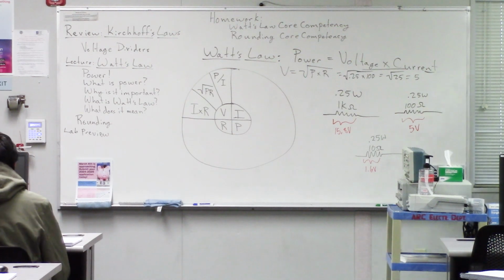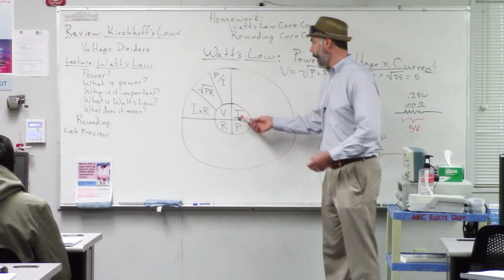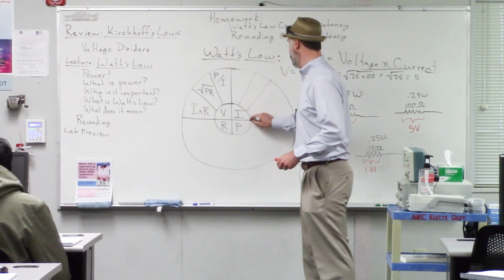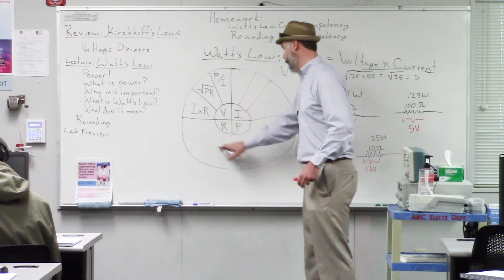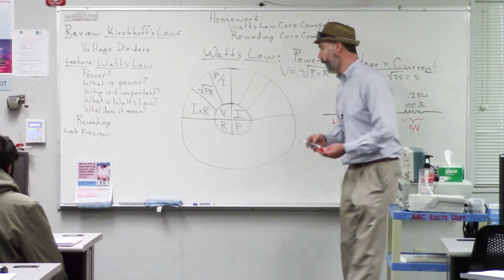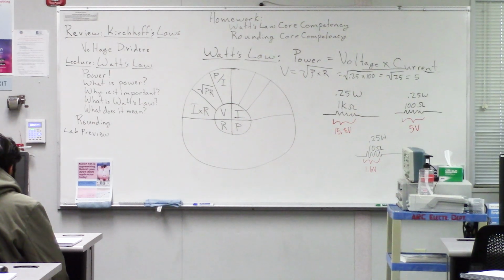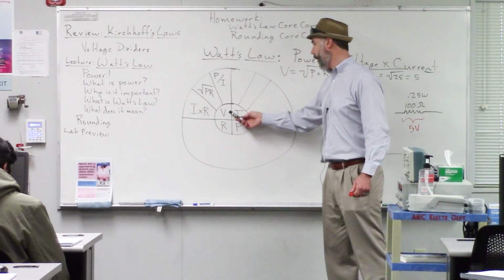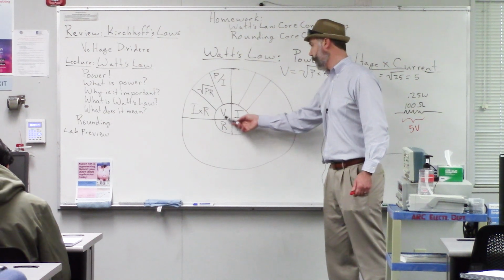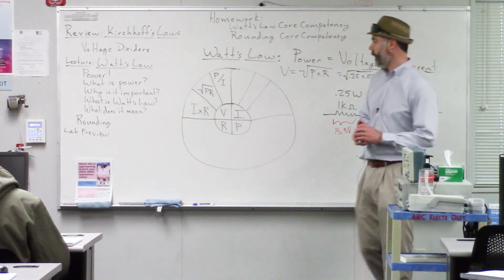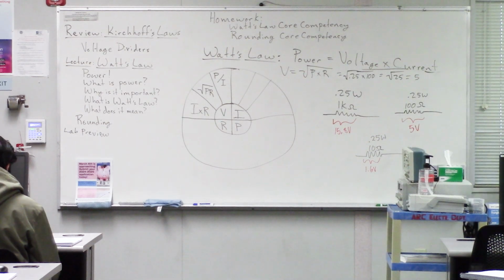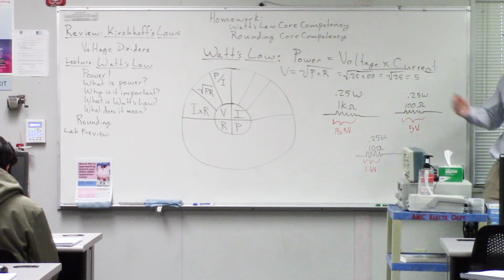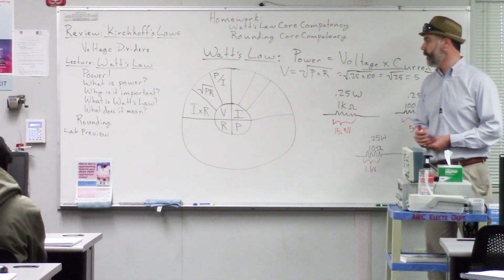Okay, so again, the circle in your book has these little quadrants filled in for all of the different sections. I'm not going to take the time to draw it all out on the board because you have it in your lab book, but this can be very useful for figuring out one of these values if you know the other information about your circuit, okay? All right. So any questions about Watt's law or about this chart in your book?